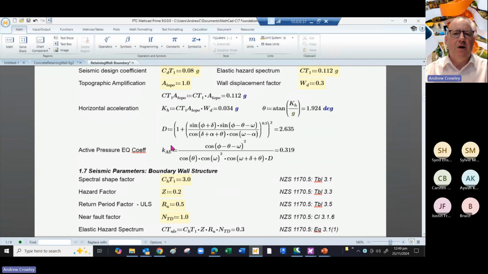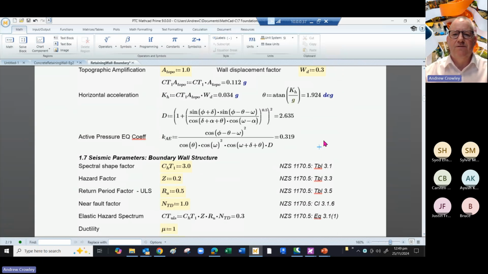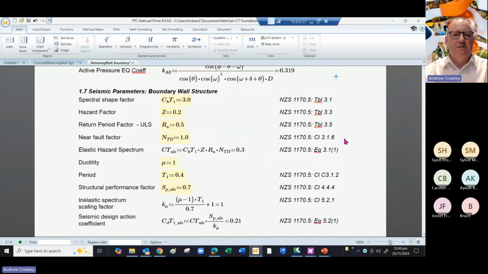And that M-O equation, as it's called, I've split it up into 2. So we've got this parameter D, which takes into account the parameter theta, which is looking at the horizontal acceleration due to the earthquake. And we shove that D into the denominator of the equation for active earth pressure, KAE, in the earthquake case. So here are the seismic parameters for the wall.